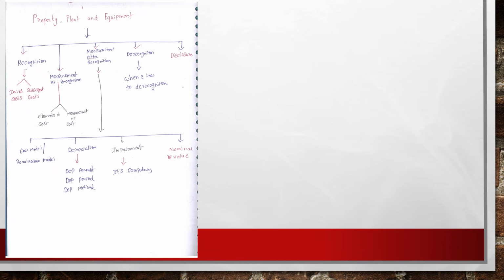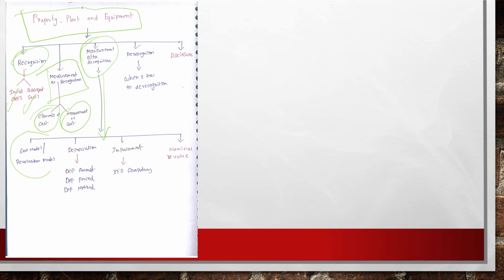Hi guys, welcome back. In previous classes, we have completed the definition of plant and machinery and the recognition at initial state and subsequent costs. And what are the measurement at the recognition, what are the costs involved in that measurement, how to measure that cost, and post that, what are the measurements after recognition and how to do that.